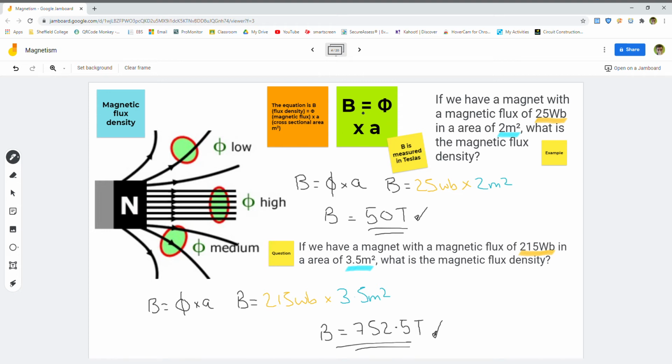Okay then, so that is the equation for calculating magnetic flux density. And the higher the magnetic flux density, the higher the number in Teslas, the greater the effects of the magnet are going to be.